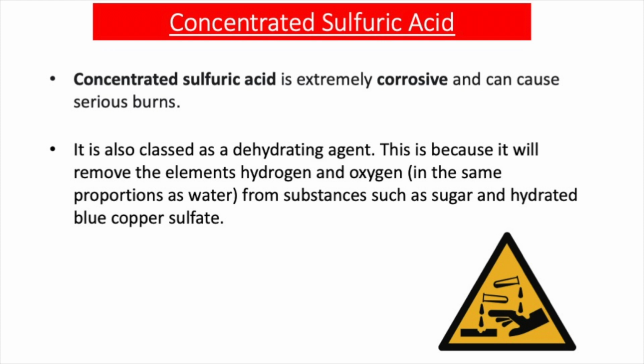Now, in the next section of this video, we're going to focus on concentrated sulfuric acid. Concentrated sulfuric acid is extremely corrosive and can cause serious burns. And you'll recognize the hazard symbol for corrosive substances on this slide. It's also classed as a dehydrating agent, and this is because it will remove the elements hydrogen and oxygen in the same proportions as water from substances such as sugar and hydrated blue copper sulfate.